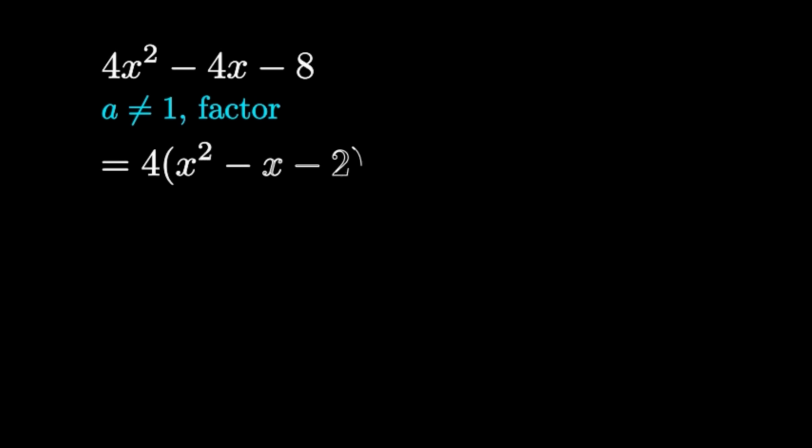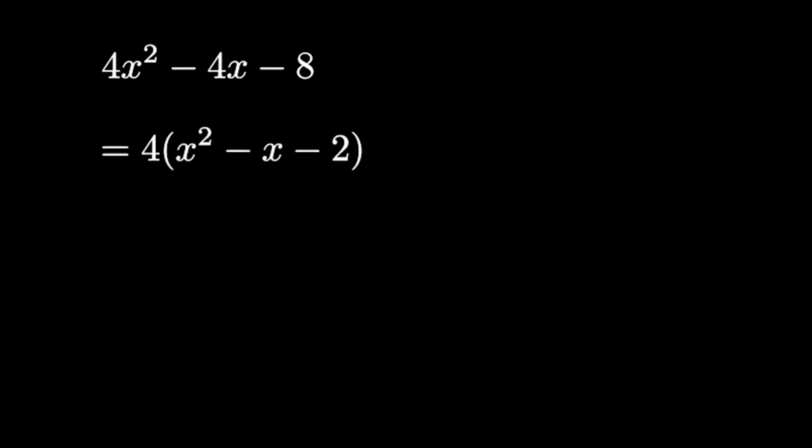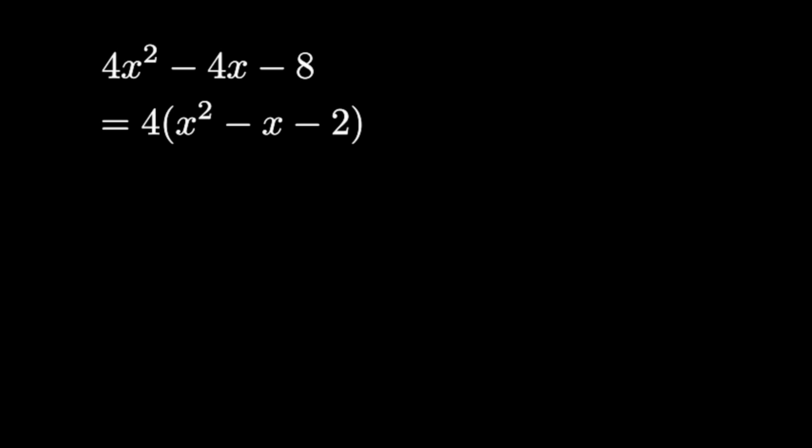But if I do that, it's going to look like this. Well, 4 and then x squared minus x minus 2. If you distribute the 4 back in, it's going to give you the same thing at the top. Now a is equal to 1, the thing in the parentheses, the x squared. Cool. Now we can go back to the previous way we've been doing this, right?